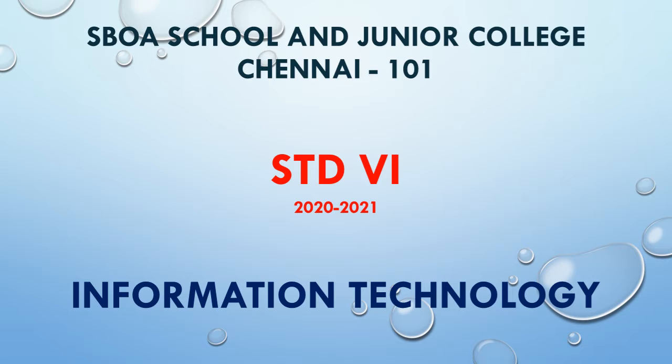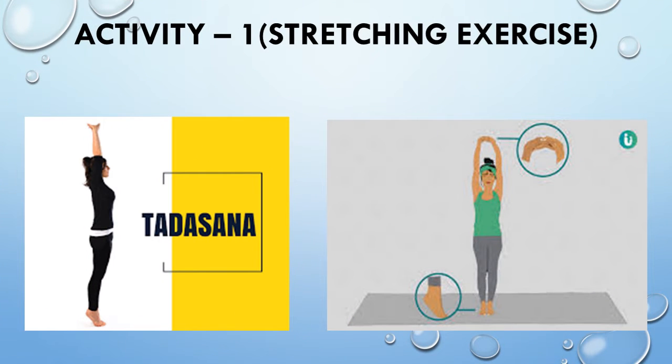Before we move on to our lesson, let's begin our class by doing a couple of exercises. Stand straight. Stretch your hands. Let your palms face the sky. Stand on your toes as I count 10, 9, 8, 7, 6, 5, 4, 3, 2, 1. Hands down, children. Repeat this as and when you are sitting in front of the gadgets.